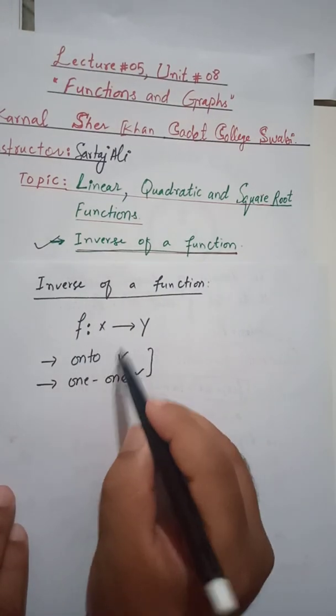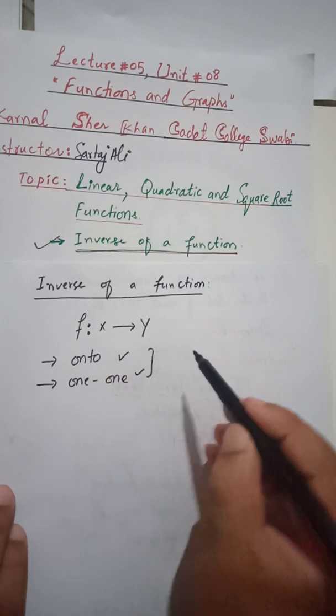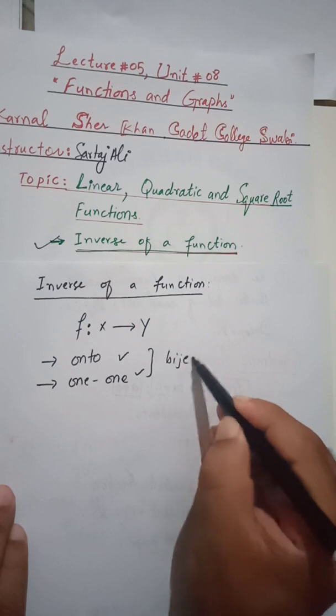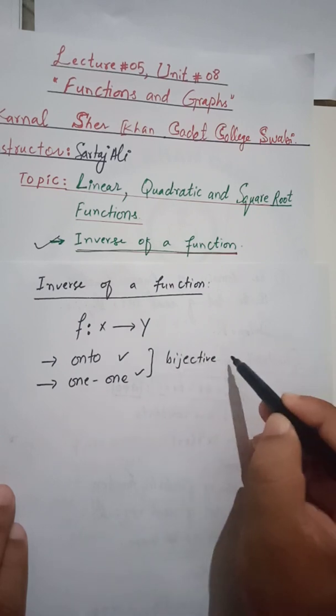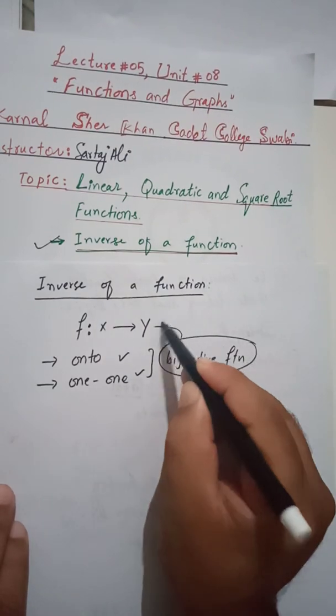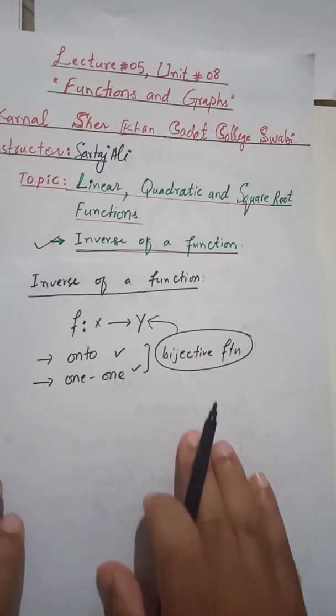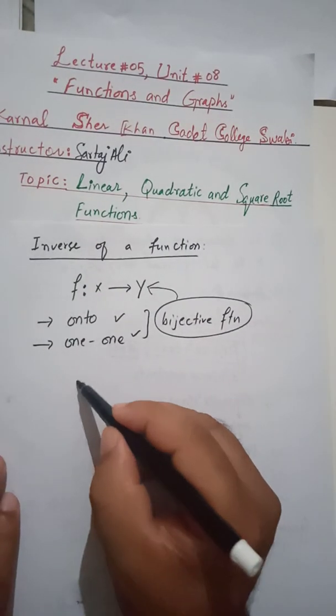If this function is 1-1 and onto, then we can say that f from x to y is a bijective function. Whenever a function is bijective, the inverse of that bijective function is also a function, and that inverse is also bijective. I am explaining this point with the help of an example.